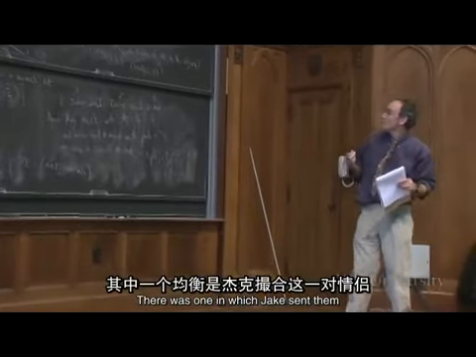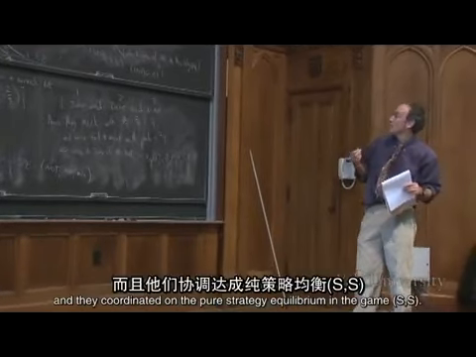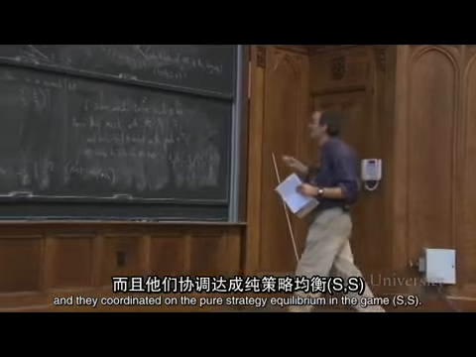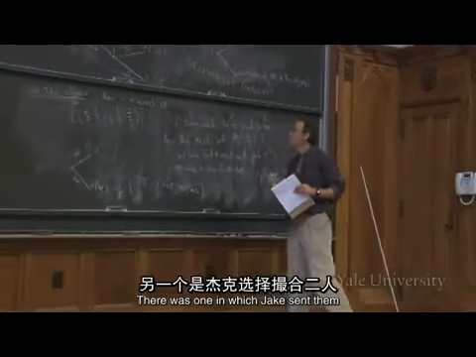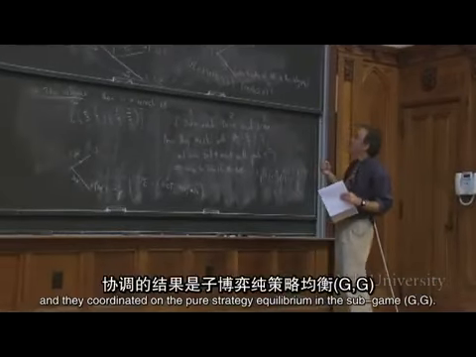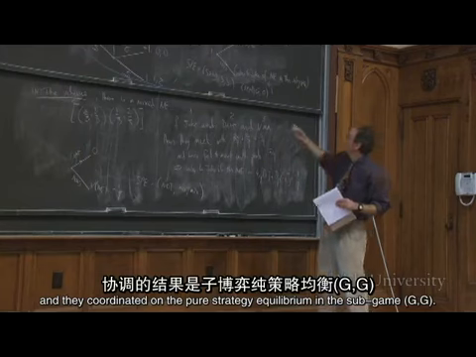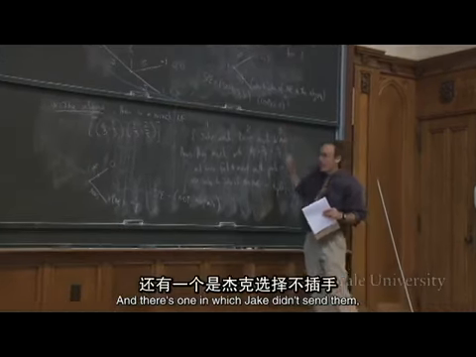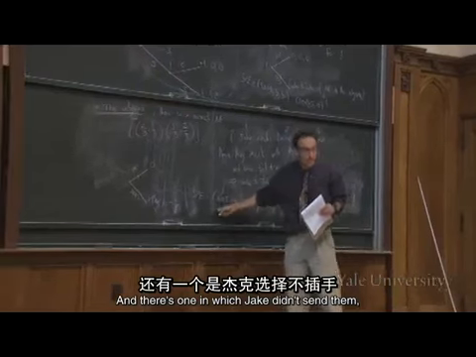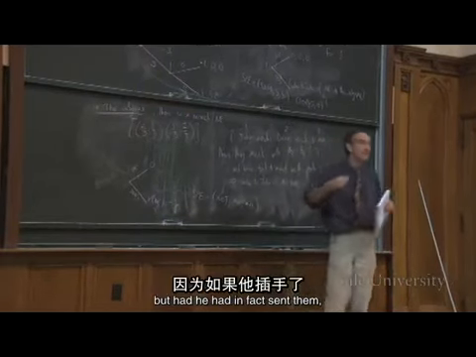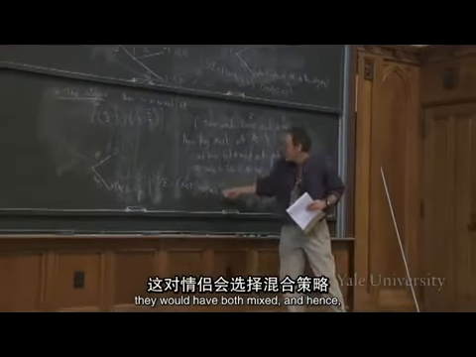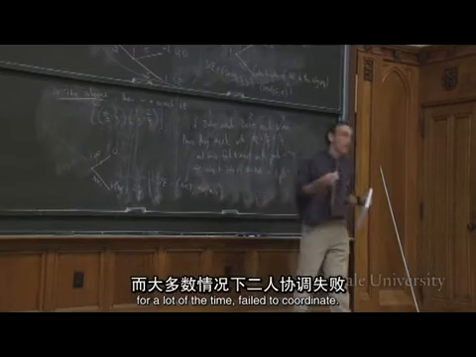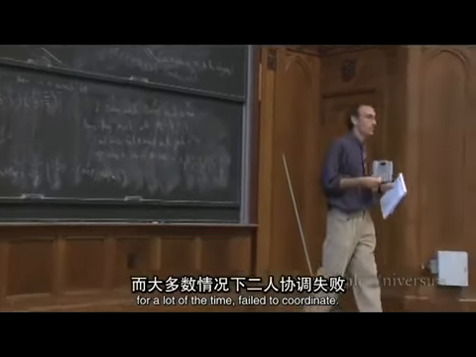There was 1 in which Jake sent them, and they coordinated on the pure strategy equilibrium in the game SS. There was 1 in which Jake sent them, and they coordinated on the pure strategy equilibrium in the subgame GG. And there's 1 in which Jake didn't send them, but had he in fact sent them, they would have both mixed, and hence, for a lot of the time, failed to coordinate.